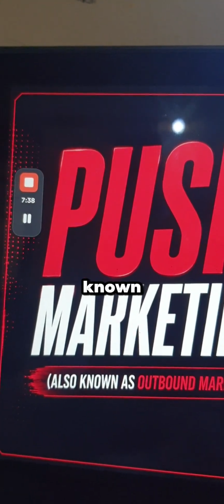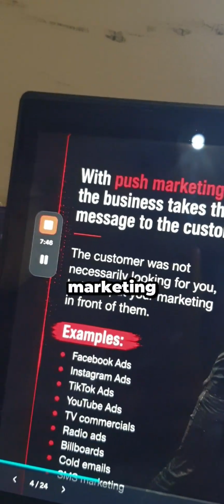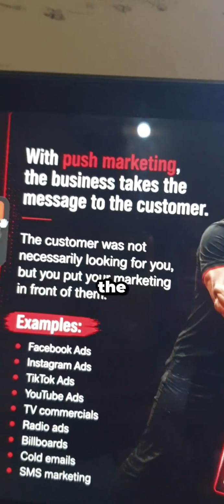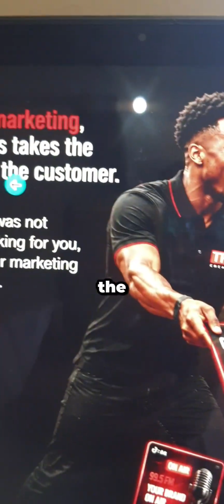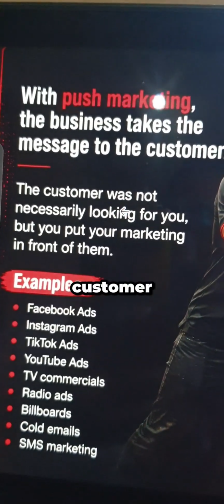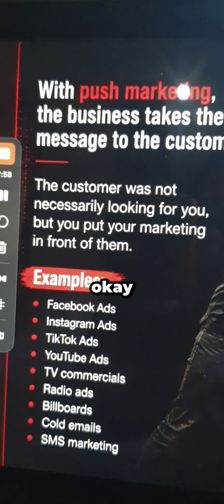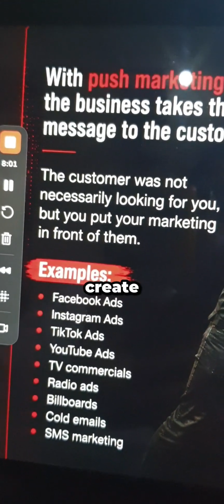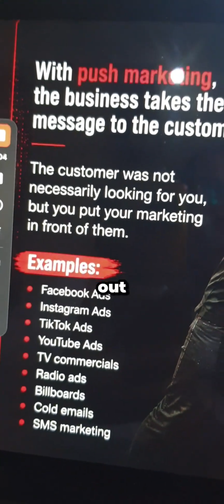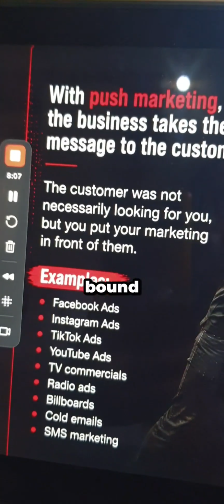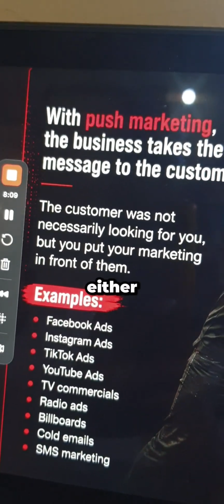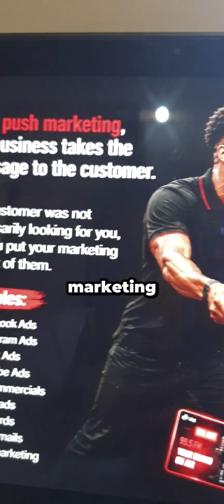So we are going to start with push marketing. Push marketing is also known as outbound marketing, and it is a digital marketing strategy where you take the marketing to the customer. You push it out to the customer. That's why it's called push. You create marketing messages and then you push them out to the customers. It is outward bound. That's why it's called either push marketing or outbound marketing.